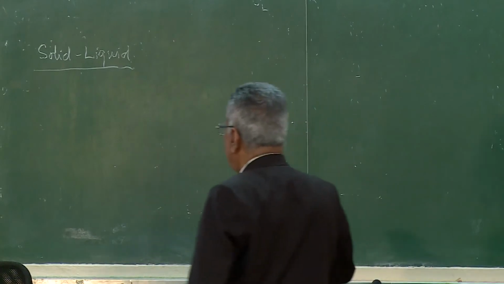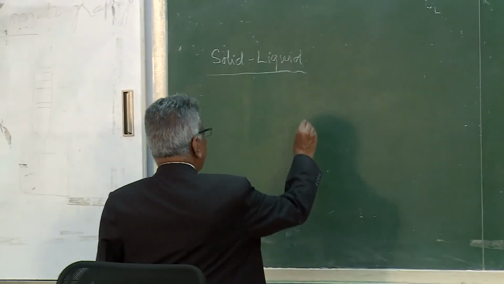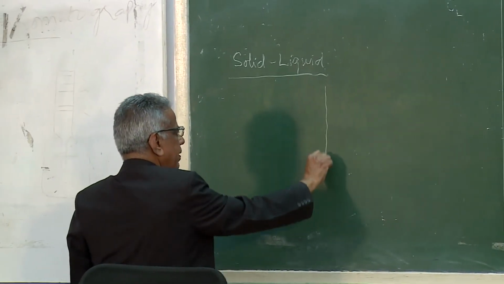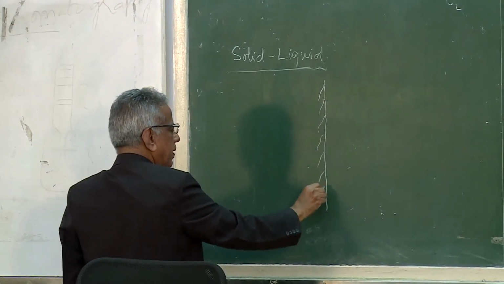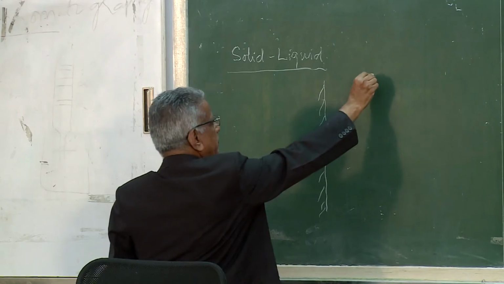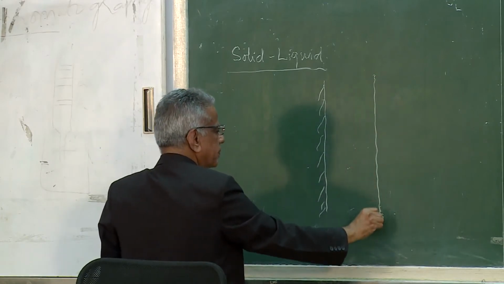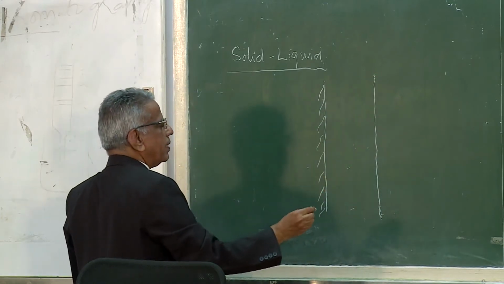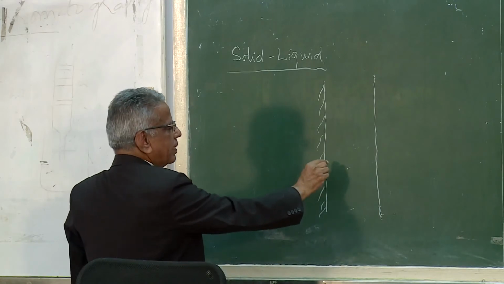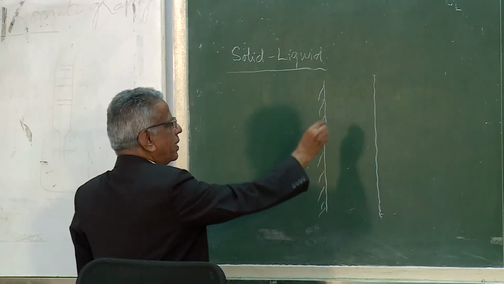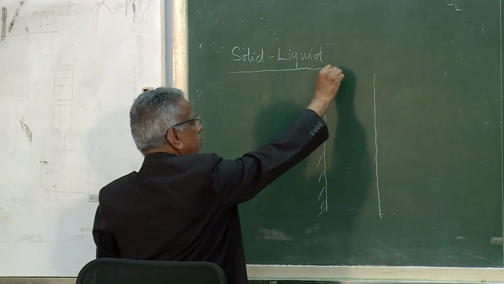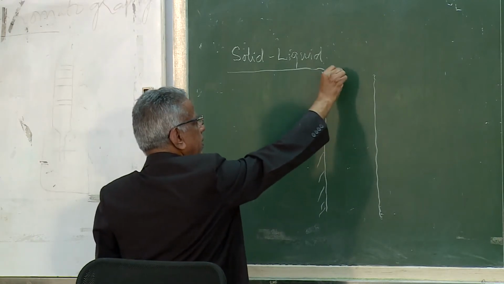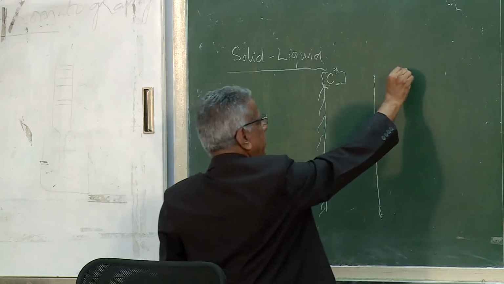So there is a solid, it is customary to represent a solid like this. And there is a liquid film. Let us call the saturation solubility of the solid as, say, C star. And call this as B naught.